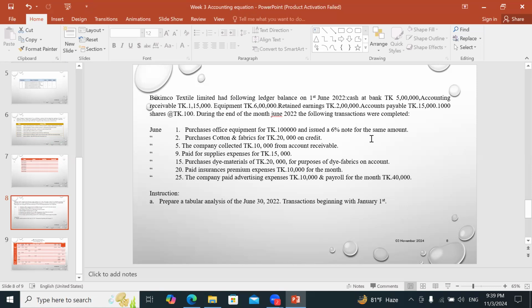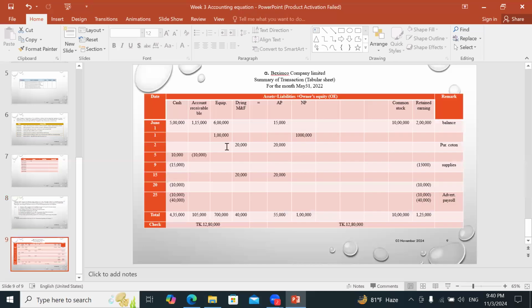Notes payable, not accounts payable. One kind of asset increases and another kind, liability, increases. On June 1st, equipment increases and notes payable increases. Plus, increase, plus.